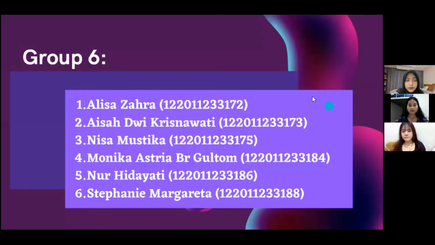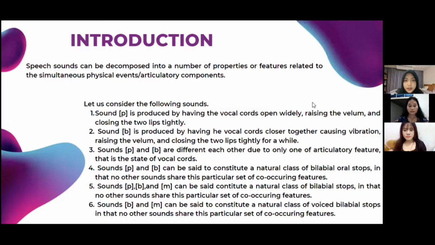Introduction. Speech sounds can be decomposed into a number of properties or features related to the simultaneous physical events or articulatory components. Let us consider the following sounds. First, sound P is produced by having the vocal cords open widely, raising the velum, and closing the two lips tightly. Second, sound B is produced by having the vocal cords closer together, causing vibration, raising the velum, and closing the two lips tightly for a while.